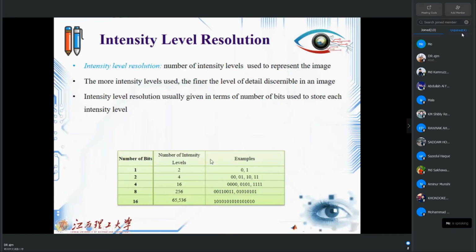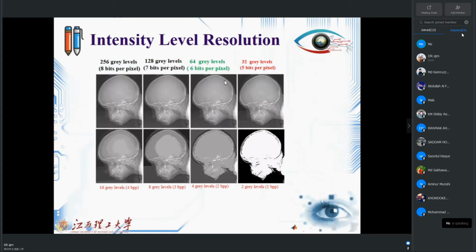Let us see the example. Suppose an image has 256 gray levels with 8 bits per pixel. Then you will see 128 gray levels, 64 gray levels, and 32, down to 2 gray levels, which means 1 bit per pixel image quality as the output.